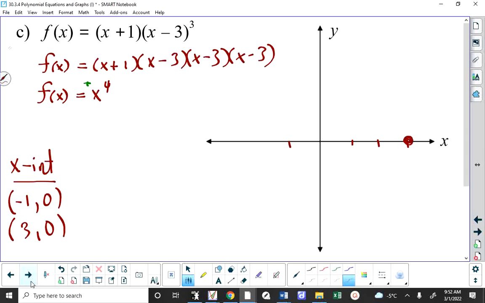And we have an x-intercept at -1. The question is, what does that 3 look like? Well, what does that degree of 3 look like? Now just pay careful attention to this because I think it might be helpful.